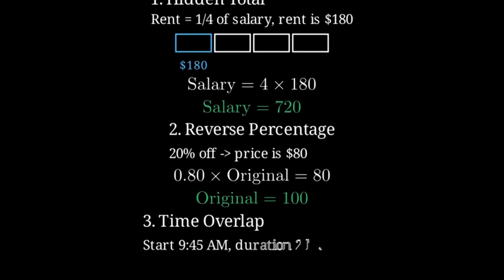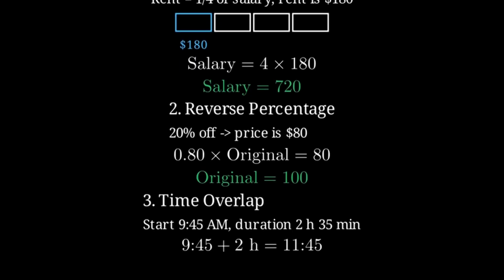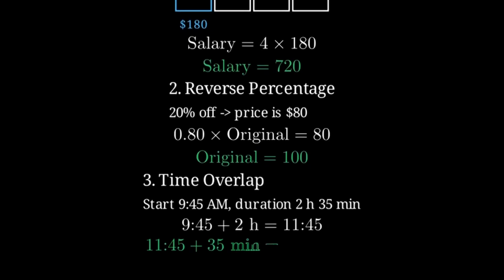Problem 3. A job starts at 9:45 in the morning and takes 2 hours 35 minutes. Add 2 hours to get 11:45. Add 35 minutes to reach 12:20 p.m.